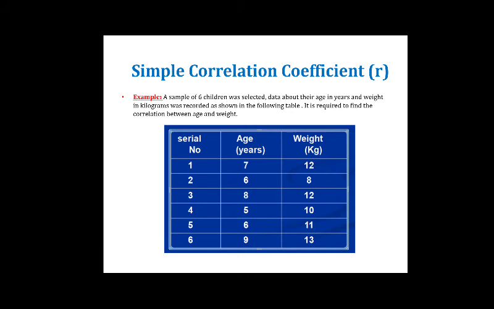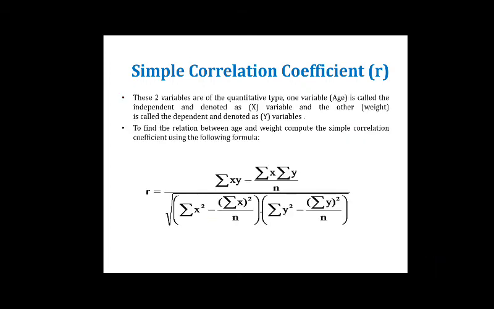So we have to find the correlation between these two variables, age and weight. These are the contents we are given, six entries. These two variables are quantitative. One variable is age, which is called the independent x variable. The other, weight, is called the dependent variable, known as the y variable.